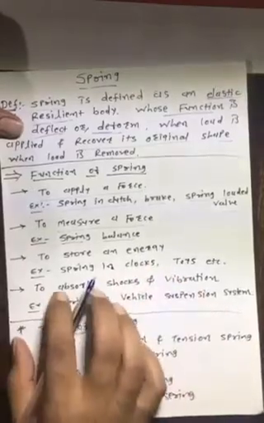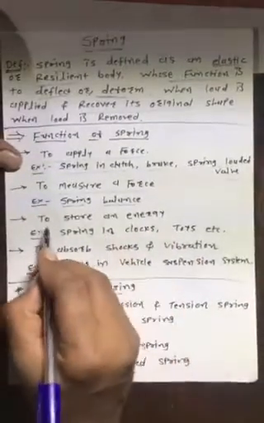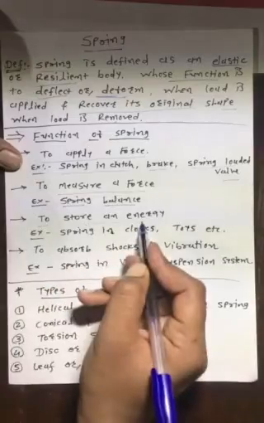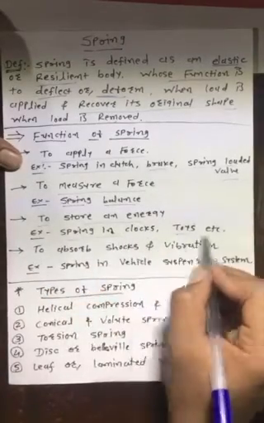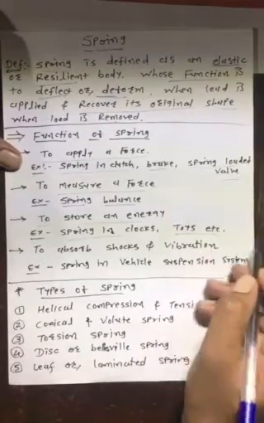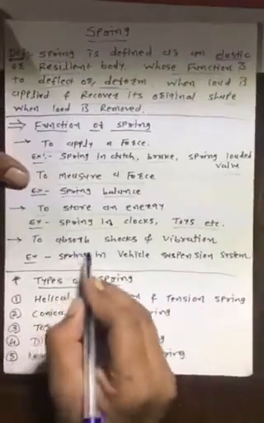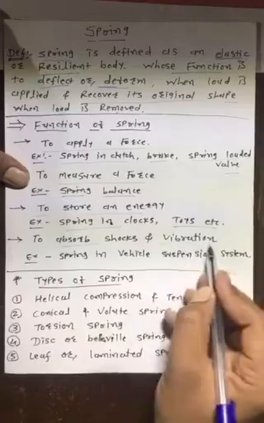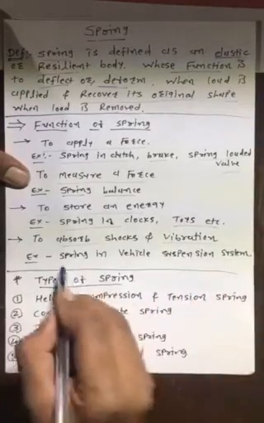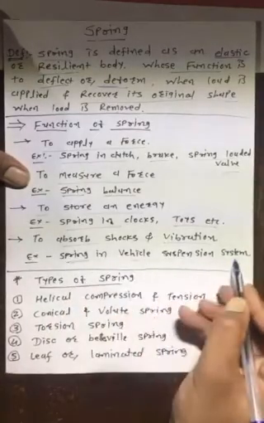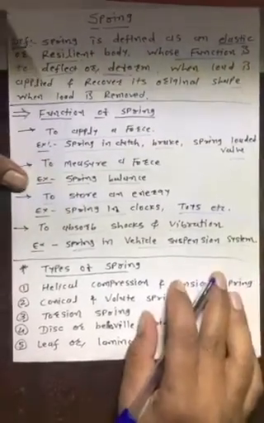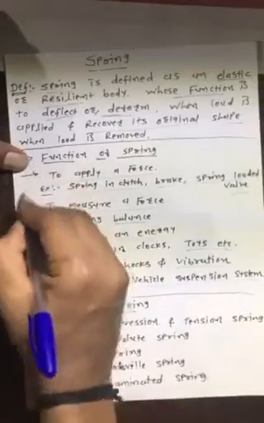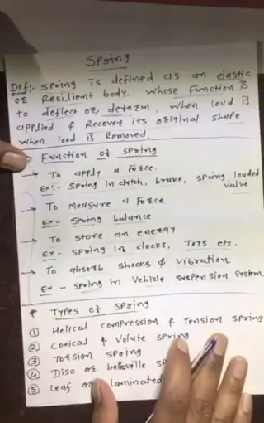The next one is to store energy, for example, springs in clocks, toys, etc. And to absorb shock and vibration, for example, springs in a vehicle suspension system like a bike or car. So these are the functions of the spring.